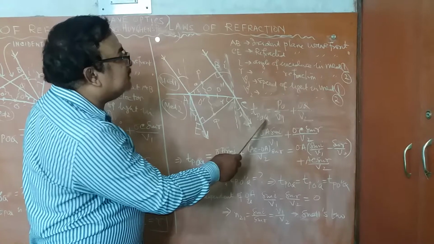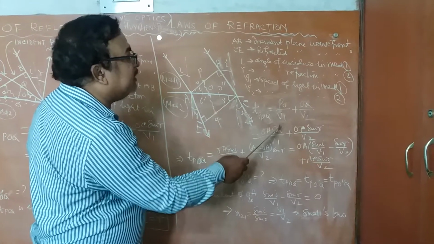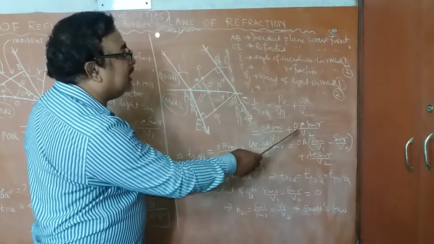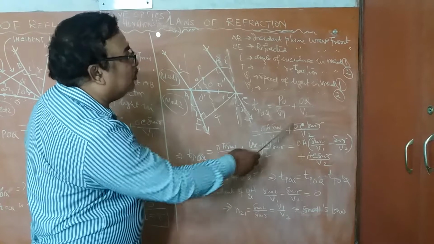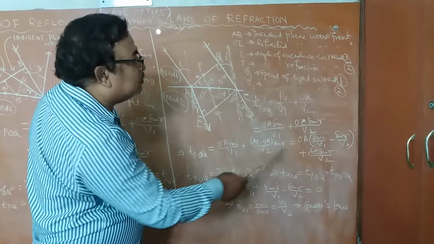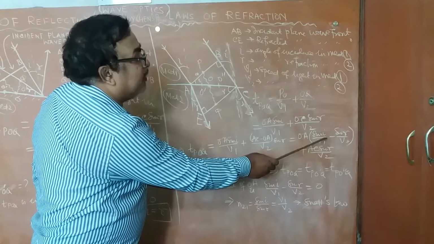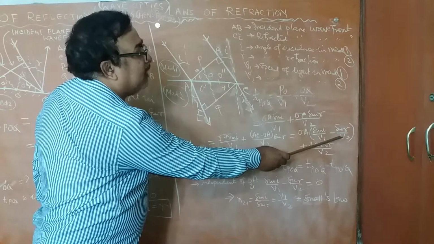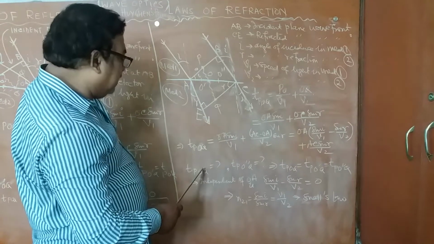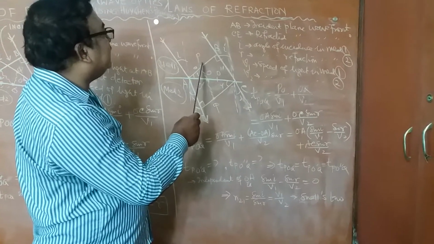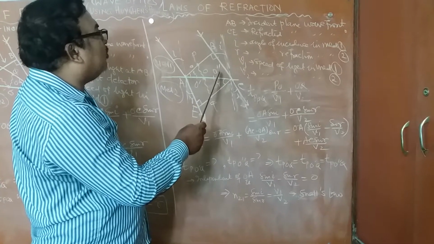So the time is PO by V1 plus OQ by V2. Similarly, putting PO is equal to OA sin I, OQ is equal to OC sin R, and OC is equal to AC minus OA. So taking OA common, it is sin I by V1 minus sin R by V2 plus AC sin R by V2. Similarly, we can calculate the time taken by light wave from P to Q via O dash or via O double dash.